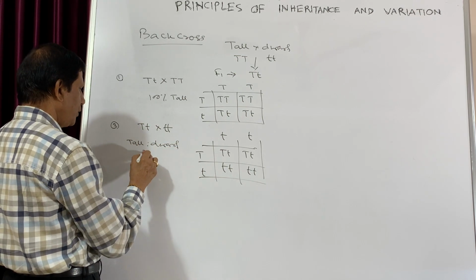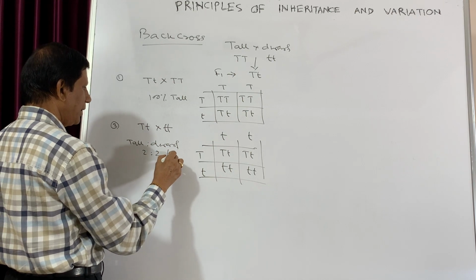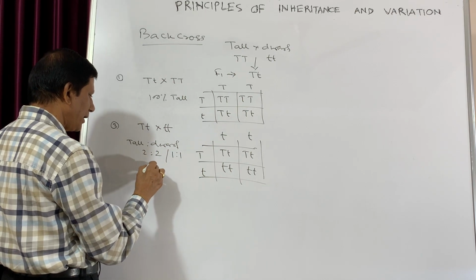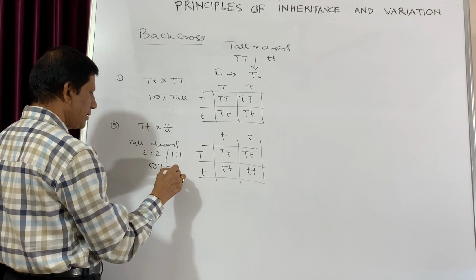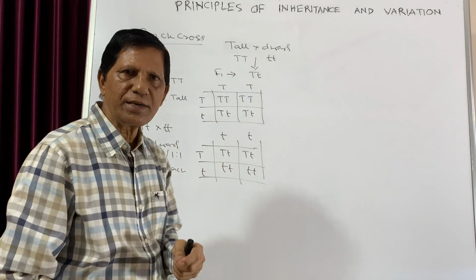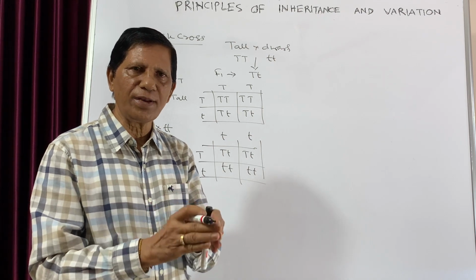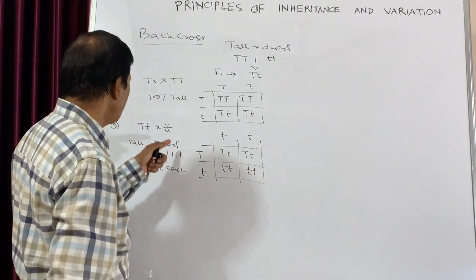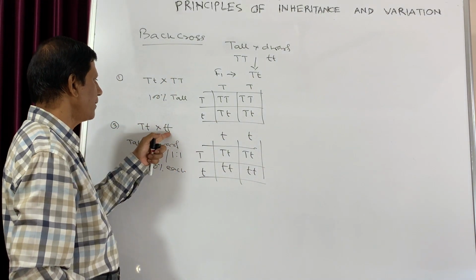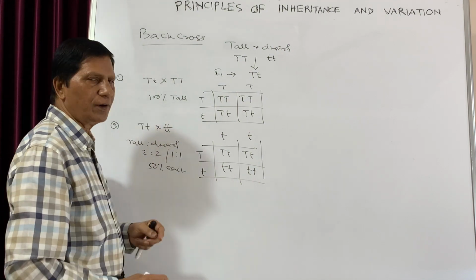That means here, tall to dwarf plants are 2:2, or we can tell 1:1, or we can tell 50% each. That means the tall plants are 50% and the dwarf plants are 50%, or they are in the ratio of 1:1 when the cross is made with the recessive parent. So this is about backcross.